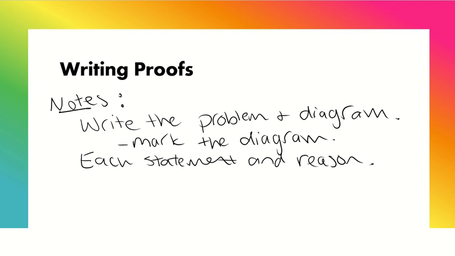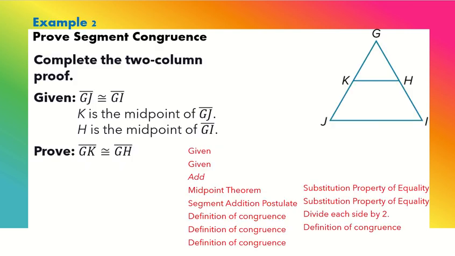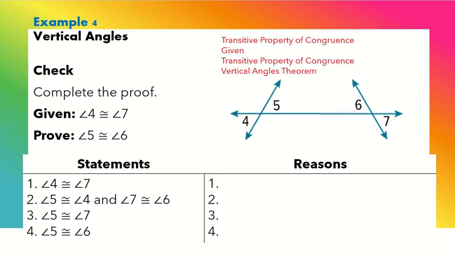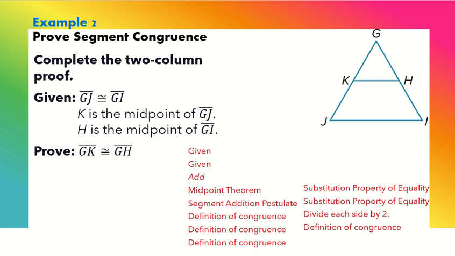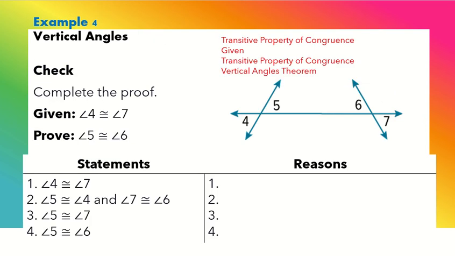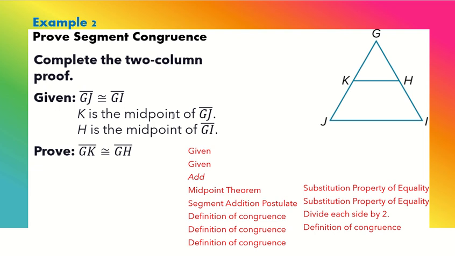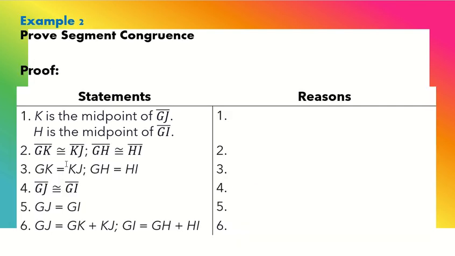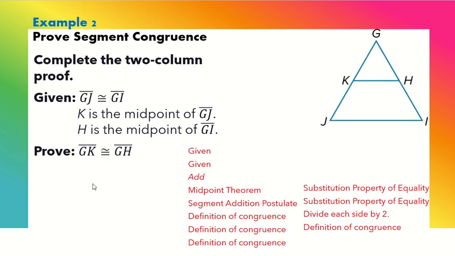Okay, so we're going to do the segment proofs, and then there's going to be another one that we're going to do with the vertical angles. So we're going to do a segment proof, and then we're going to do an angles proof. All right, so complete the two. I listed the reasons, and then the statements are already done. So we're just going to walk through what the reasons are, and we'll cross them off as we use them.